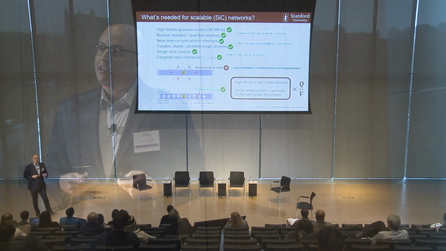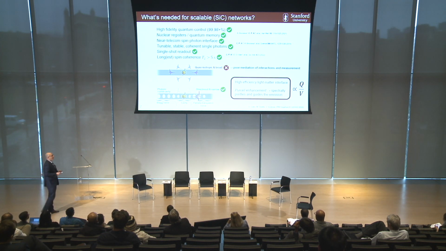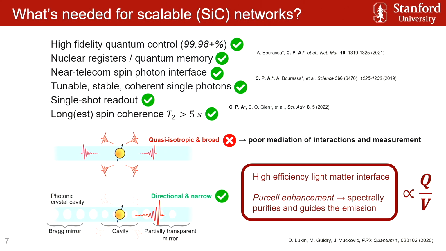The good thing is we can get around this by creating a photonic cavity. What that photonic cavity does is it creates something called a Purcell effect, where it modifies the density of states that this atom can emit to, causing it to preferentially emit into a single spectral mode and a single spatial mode. And that's exactly what we want to mediate efficient interactions between spatially separated qubits.